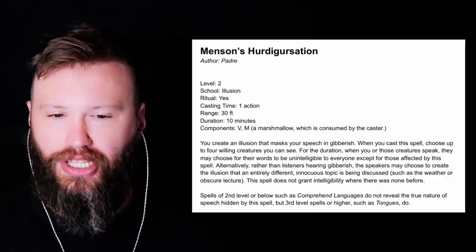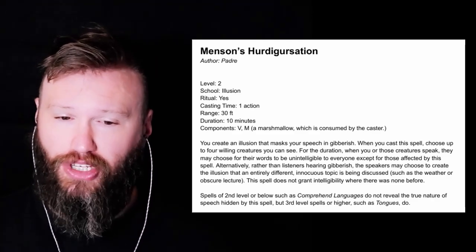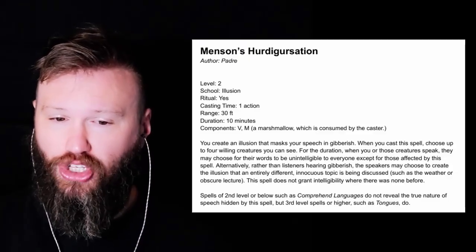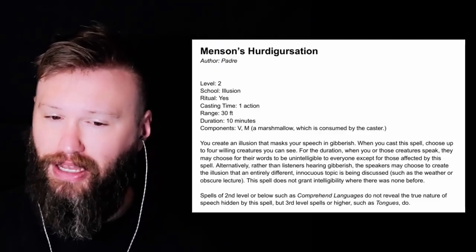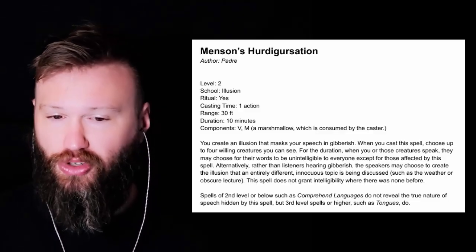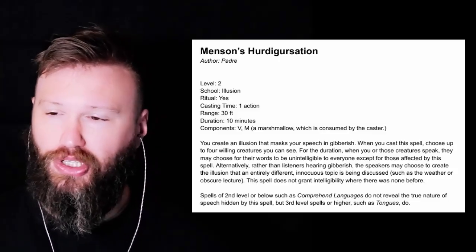You create an illusion that masks your speech in gibberish. When you cast the spell, choose up to 4 willing creatures you can see. For the duration, when you or those creatures speak, they may choose for their words to be unintelligible to everyone except for those affected by the spell. Alternatively, rather than listeners hearing gibberish, the speakers may choose to create the illusion that an entirely different innocuous topic is being discussed, such as the weather or obscure lecture.